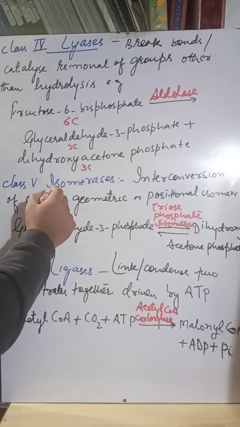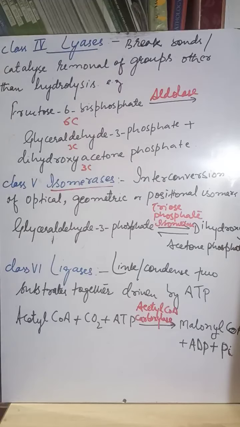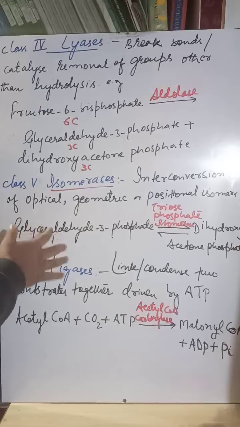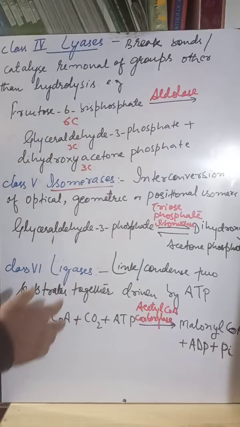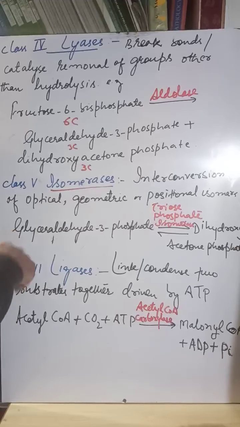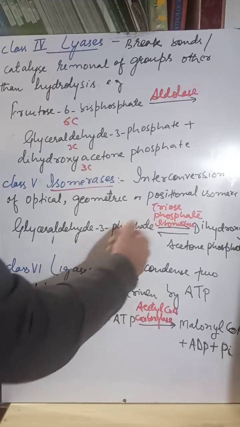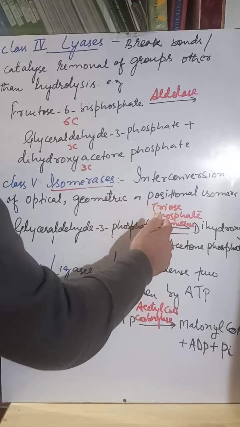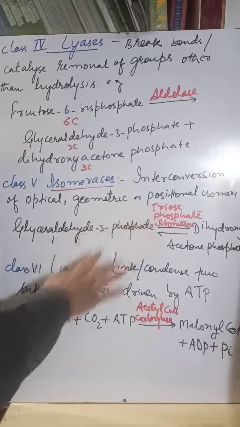Now the next class of enzyme is called isomerases. You know isomerism from the very beginning. Isomerases do the interconversion of isomers, whether they are optical isomers, geometric isomers, or positional isomers. One form of isomer is converted into another form due to molecular rearrangements. For example, glyceraldehyde 3 phosphate is isomerized into dihydroxyacetone phosphate, and the enzyme is called triose phosphate isomerase. So it's very simple to understand.